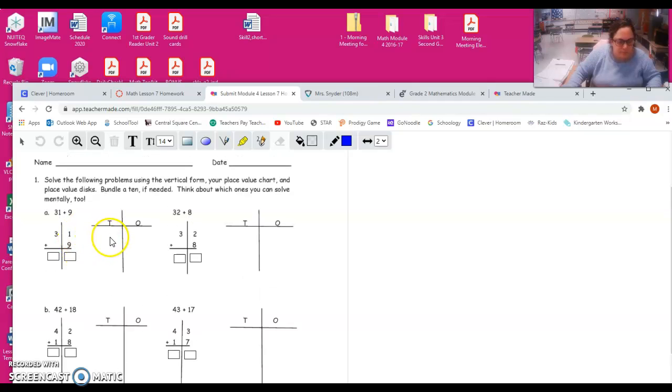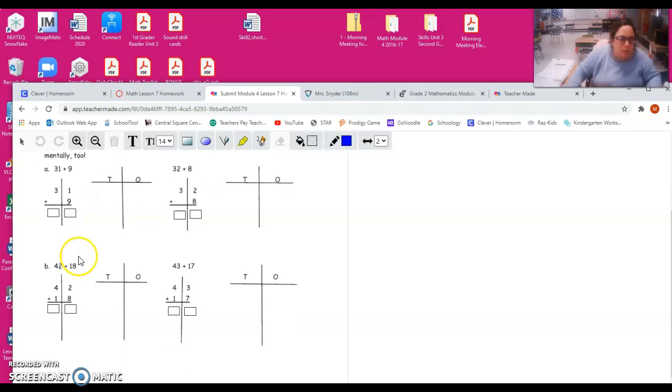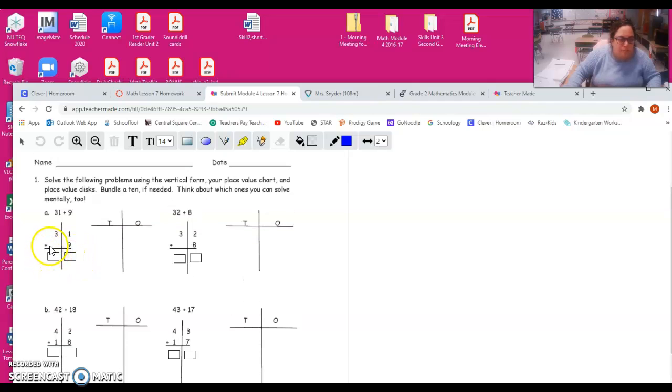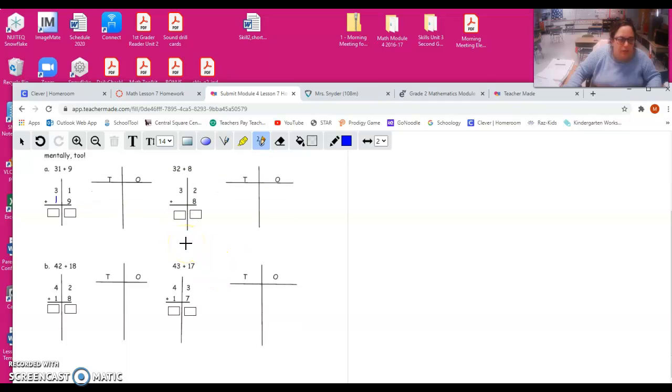And so what you're going to do is, the first thing I want you to do is solve this on your place value chart. And then count up your number of ones and then tens, and then you can fill this in. But the problem when you fill this in is, make sure if you have to carry a 1, you put a 1 down here, like that. Okay, the same thing over here. You're going to have to carry your 1.